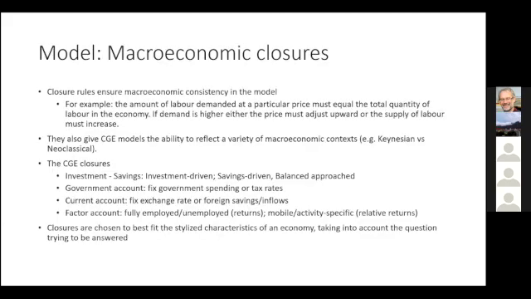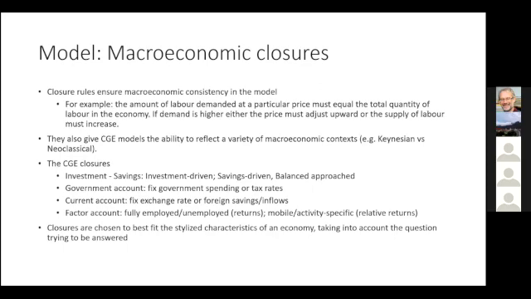So as I said, the model has various macroeconomic and factor closures. These closure rules ensure macroeconomic consistency in the model. Again, to give an example, the amount of labor that's demanded at a particular price must equal the total quantity of labor in the economy. So if the demand is higher, then either the price must adjust upward or the supply of labor must increase.